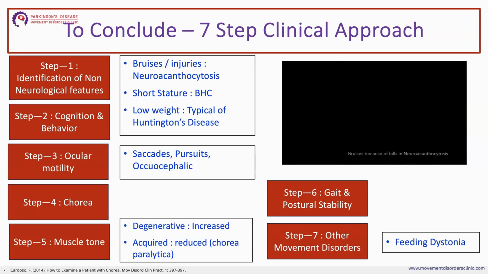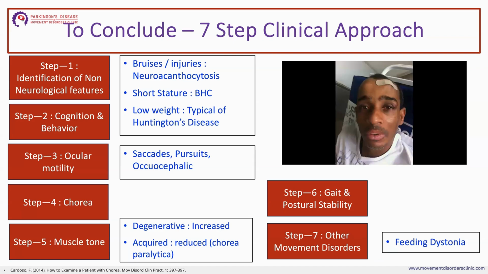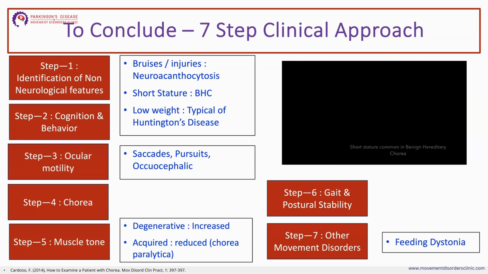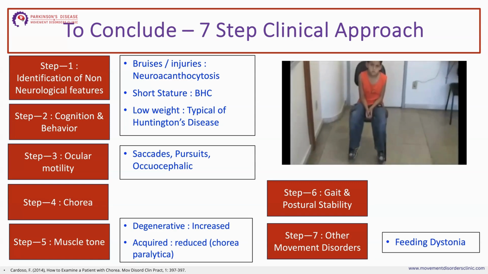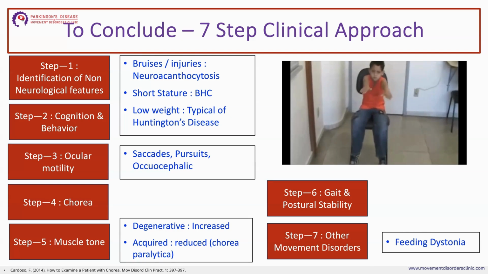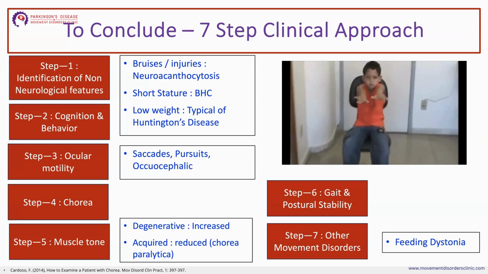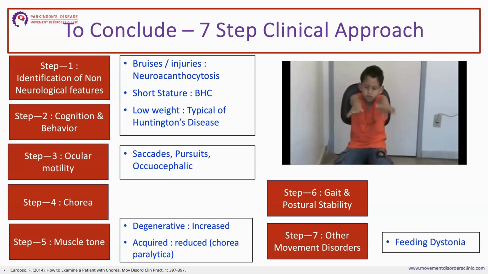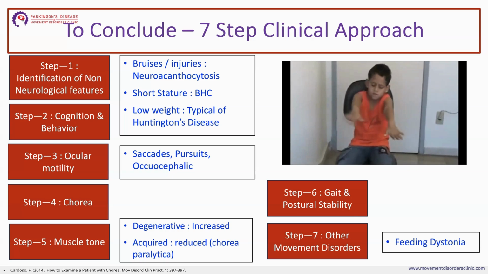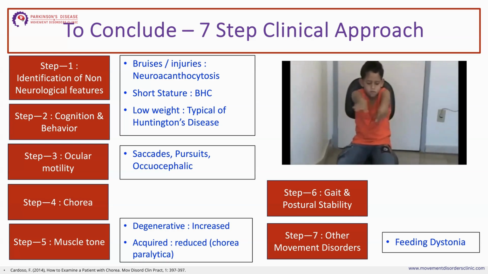Then look for any associated cognitive and behavioral issues. If significant cognitive and behavioral affection is there, Huntington disease can be considered. Are there any ocular motor abnormalities? Look for saccades, pursuits, oculocephalic movements. Then where is the chorea located? How common is it, how prominent is it? That gives an idea of what you're looking at. Is it only facial chorea? Is it only a focal limb chorea? Is it generalized chorea?